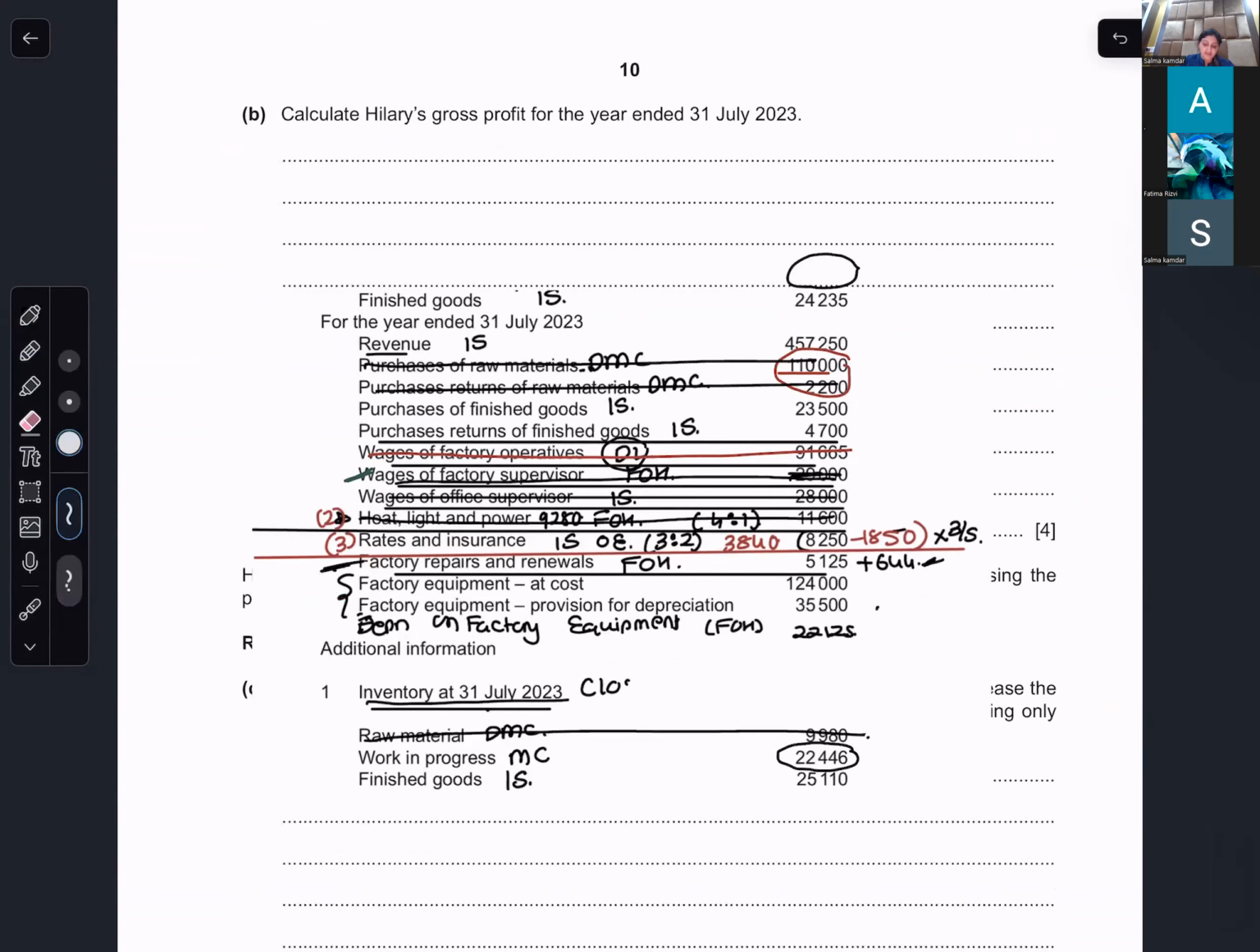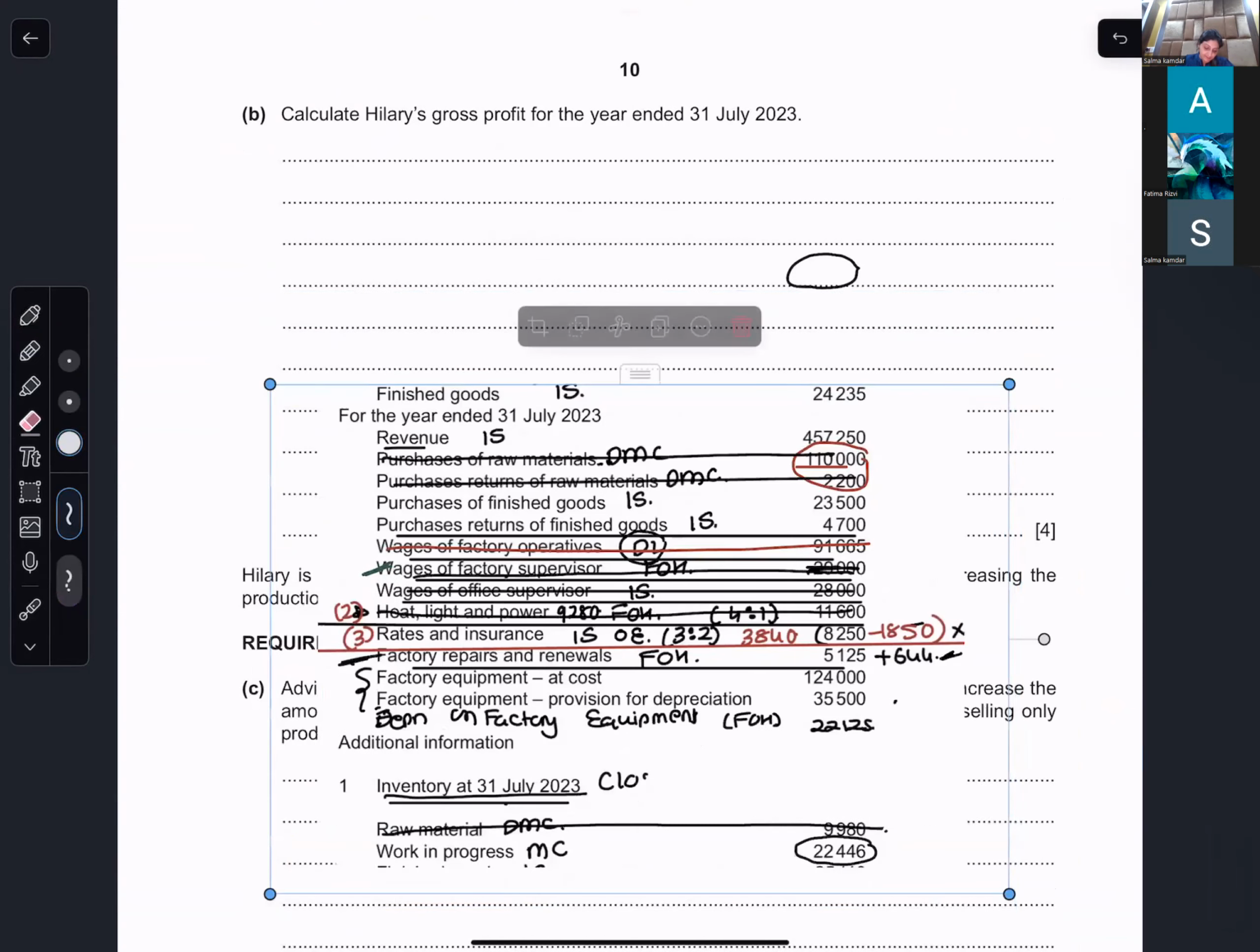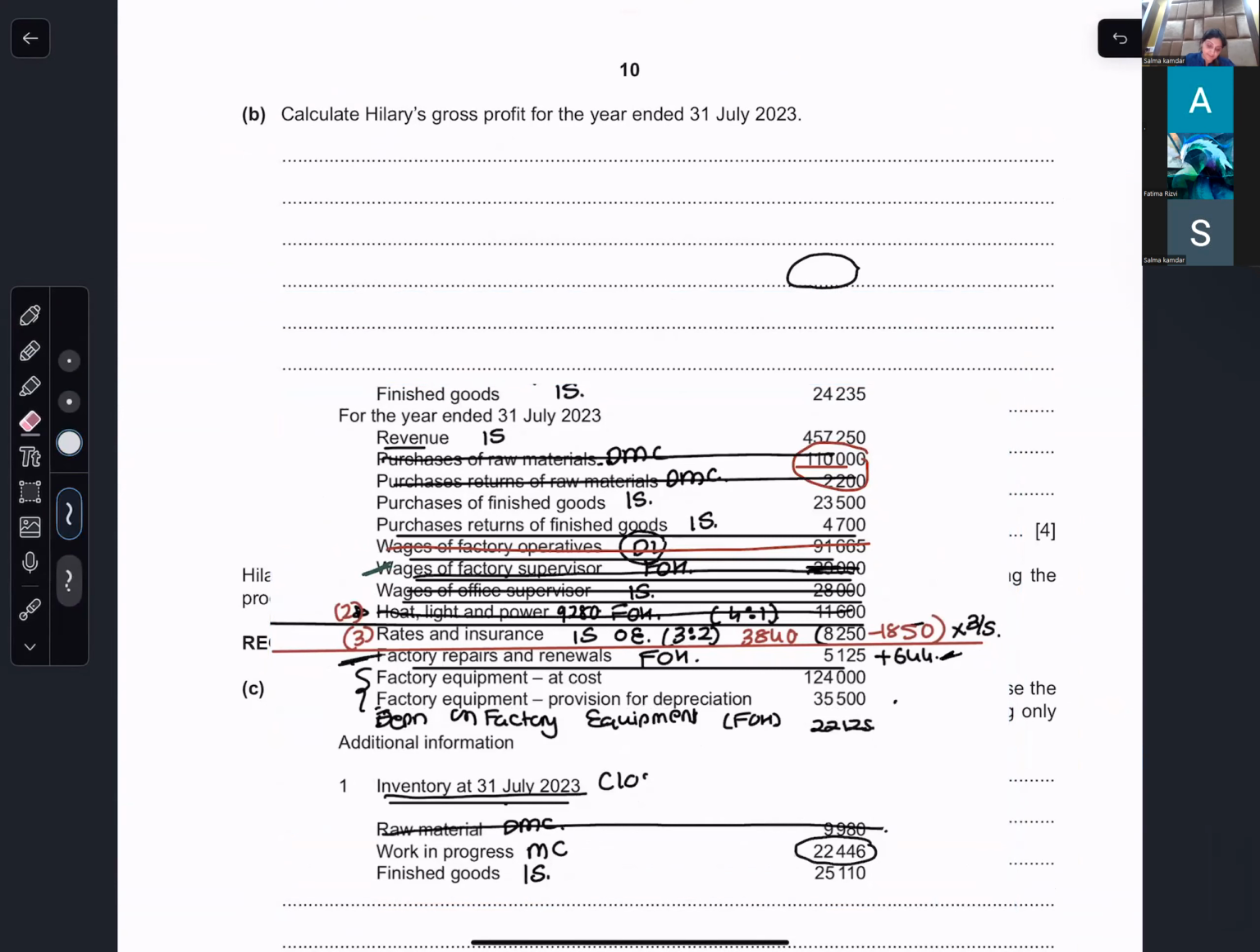Now they want us to find gross profit for Hilary. How will I find it? Revenue. It's just for 4 marks, so you don't need to do too much working. So revenue is how much? 457,250.